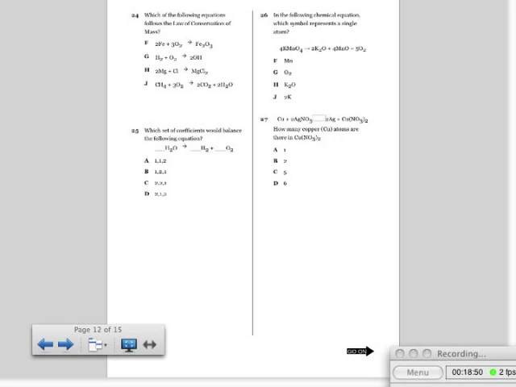Which of the following equations follows the law of conservation of mass? So it wants to know which equations have the same number and type of atoms on both sides of the equation. Well, if we look at F, it has 2 irons. This one has 2 irons. This one has 6 oxygens. This one only has 3. Does that balance? No, it's out.